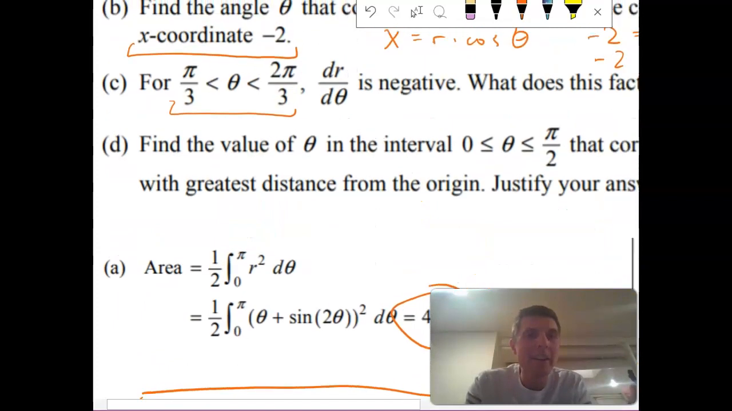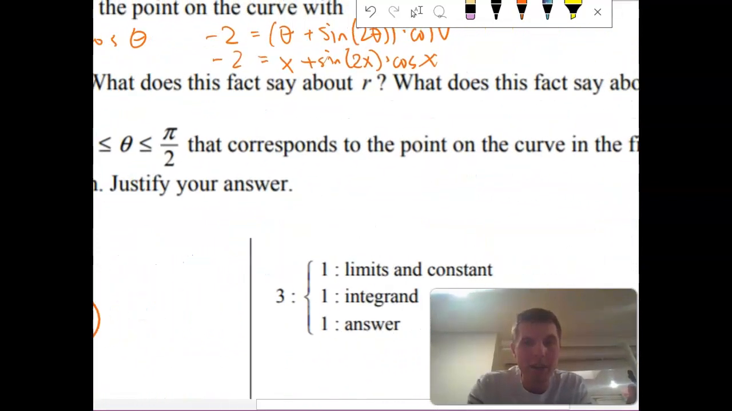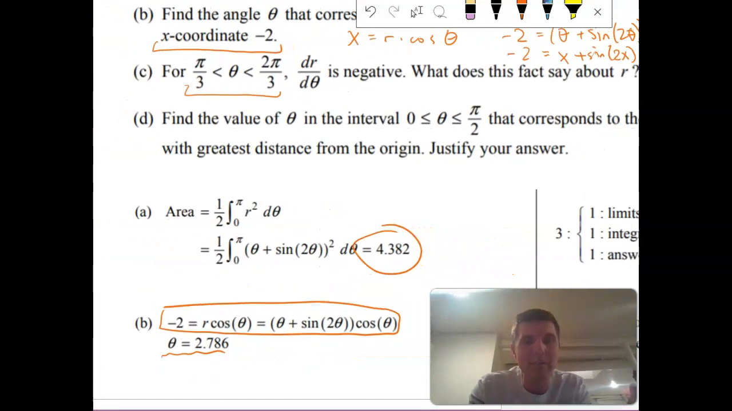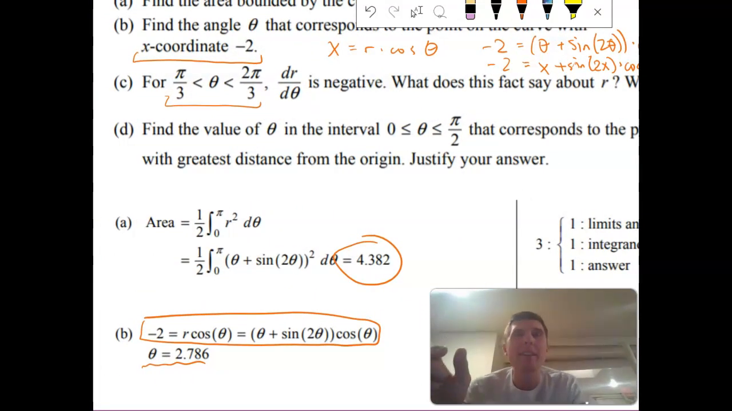Part D, find the value of theta that corresponds to the point in the first quadrant with greatest distance from the origin. So think about this, greatest distance. Anytime you hear greatest or least, we're thinking candidates test. We're thinking absolute max, absolute min, that kind of thing. So we've actually got to maximize our radius function.